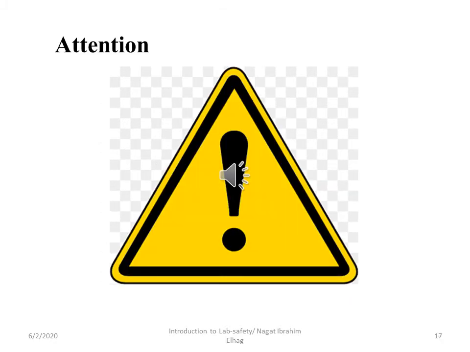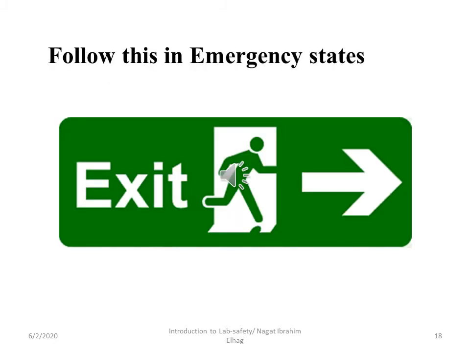Slide number 17, the attention sign. When you find this sign, you have to pay attention to risks that you may face in this area. Slide number 18. This sign talks about emergency states when there are hazards of fire or electricity. You have to follow this sign to get out of the lab immediately.